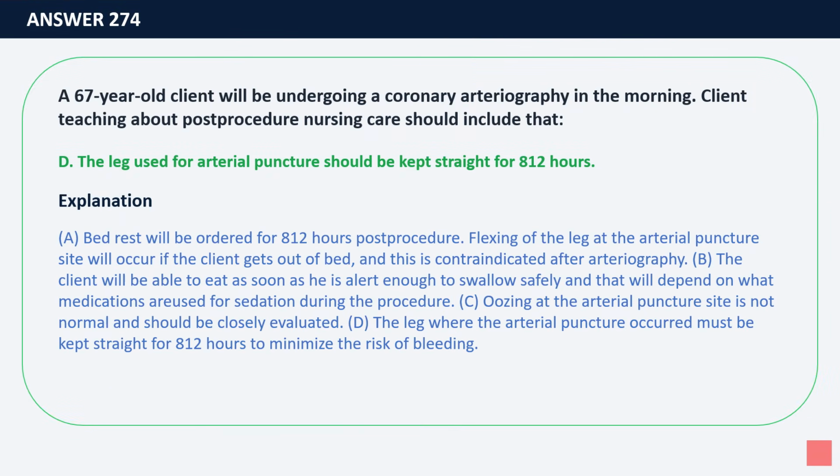Answer: D. The leg used for arterial puncture should be kept straight for 8 to 12 hours. Explanation: A. Bed rest will be ordered for 8 to 12 hours post-procedure. Flexing of the leg at the arterial puncture site will occur if the client gets out of bed, and this is contraindicated after arteriography.